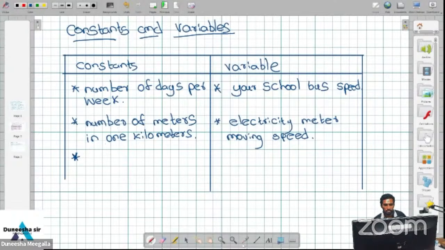Then can you tell me another example? ඔයාලට කියන්න පුළුවන්ද? For constants.